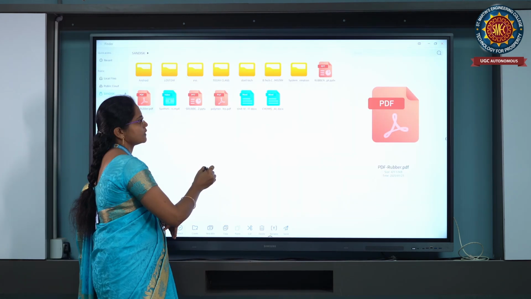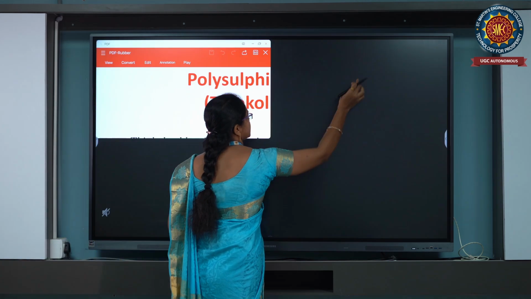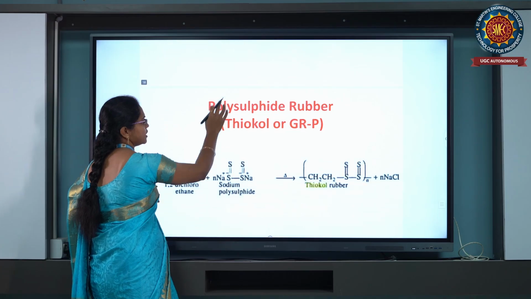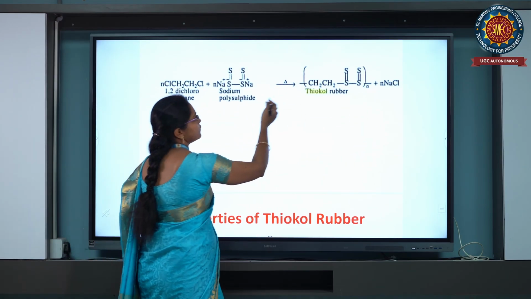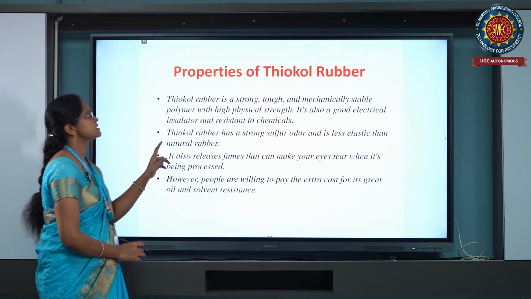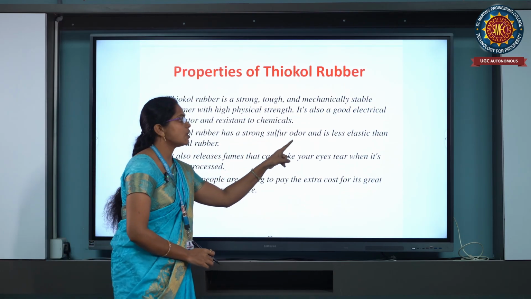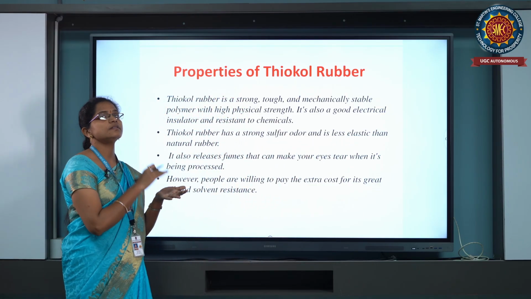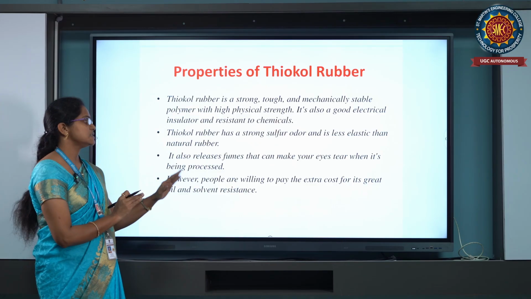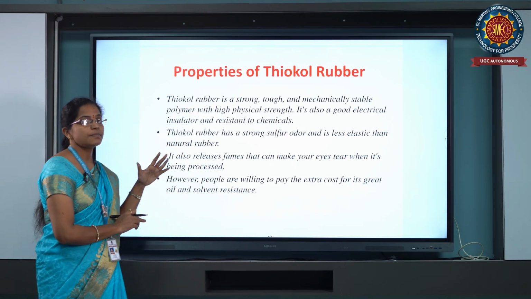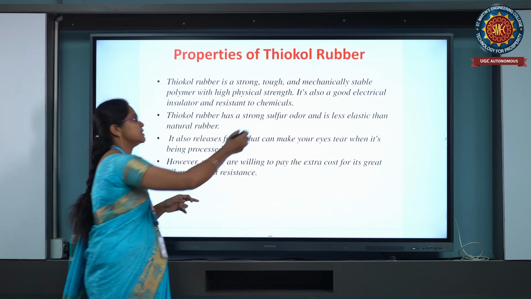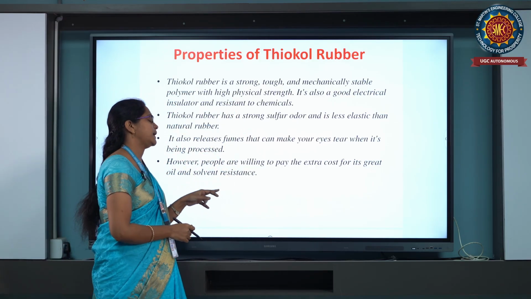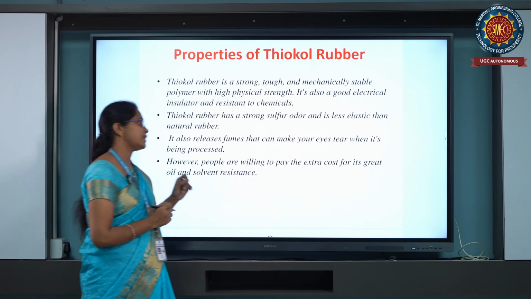Okay, thiokol rubber is prepared in the laboratory, from butadiene and sulfur compounds. Now the uses and properties of thiokol rubber. It has strong sulfur bonds, but its elastic nature is less. If you touch the rubber, it is sticky and less elastic. It is made for laboratory purposes, and also as a good electrical insulator and resistant material in the chemical industry. It is very expensive; the cost of thiokol rubber is very high.